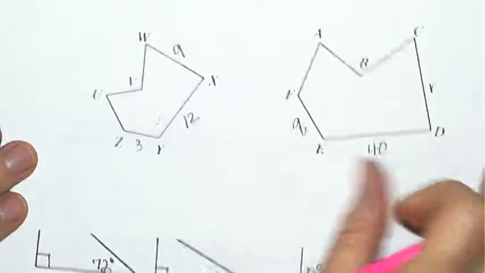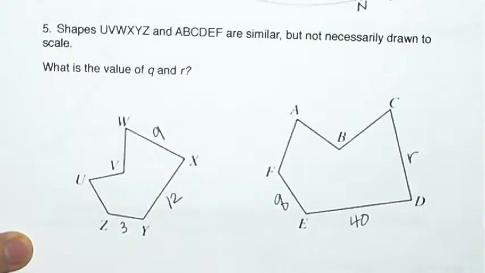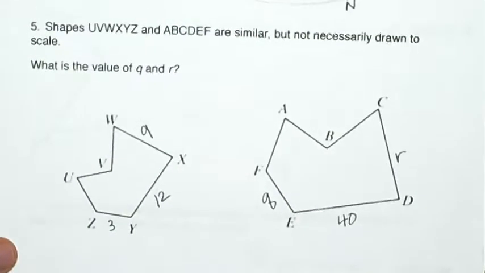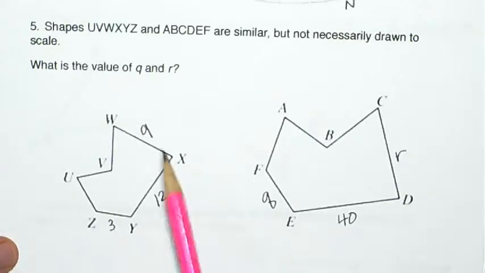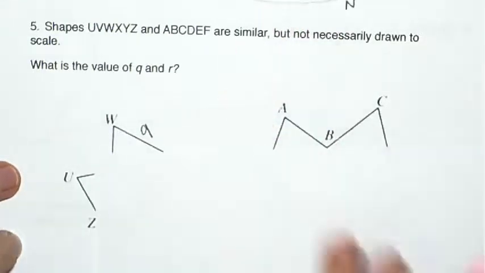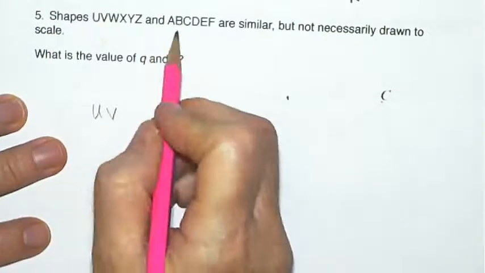Okay, number 5. These shapes are similar, but not necessarily drawn to scale. What's the value of Q and R? Okay, now here, this is more than just a dilation. This has been rotated and maybe even reflected, I'm not sure. And in this case, I'm wondering, would it be better to do the long process? UV is to AB.